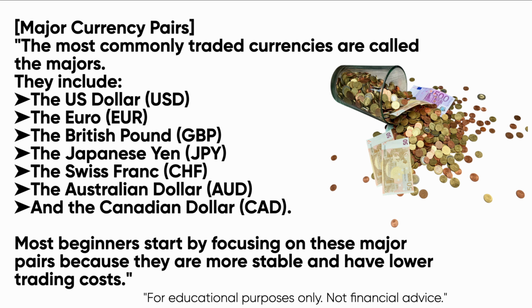Major currency pairs. The most commonly traded currencies are called the majors. They include the US dollar USD, the euro EUR, the British pound GBP, the Japanese yen JPY, the Swiss franc CHF, the Australian dollar AUD, and the Canadian dollar CAD. Most beginners start by focusing on these major pairs because they are more stable and have lower trading costs.